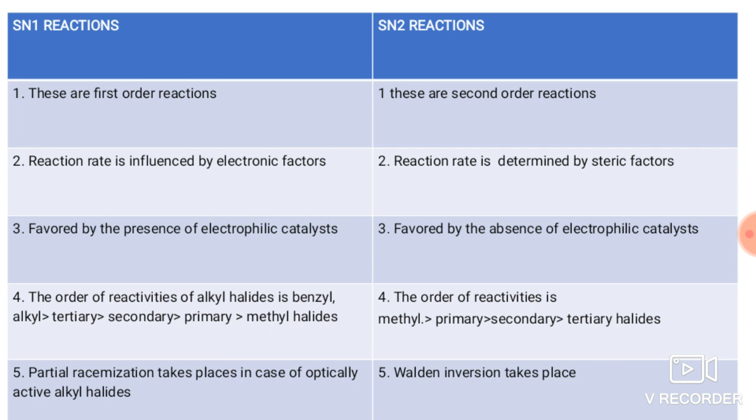In SN1 reaction, partial racemization takes place in the case of optically active alkyl halides. That means the stereochemistry of the reaction proceeds through both retention as well as inversion of configuration. It is not stereospecific. In SN2 reaction, only inversion of configuration takes place. It is called Walden inversion.